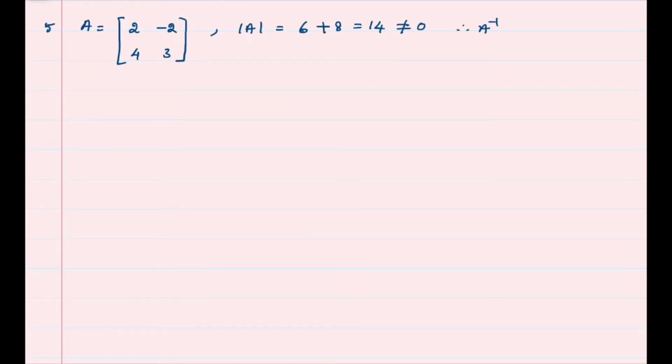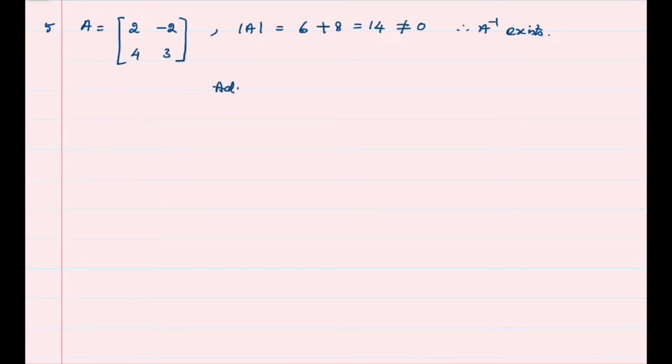Next question. Find the inverse of each of the matrices if it exists given in exercises 5 to 11. Question number 5, we will take it as matrix A, 2, minus 2, 4, 3. We will first find the determinant value of A, which is 6 plus 8, 14, not equal to 0. Therefore, A inverse exists.